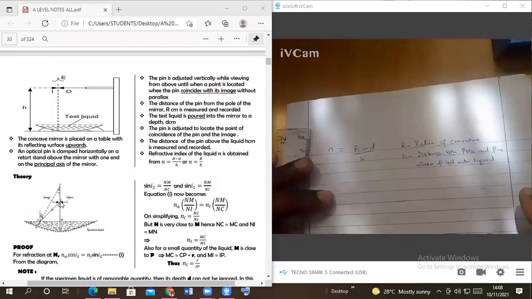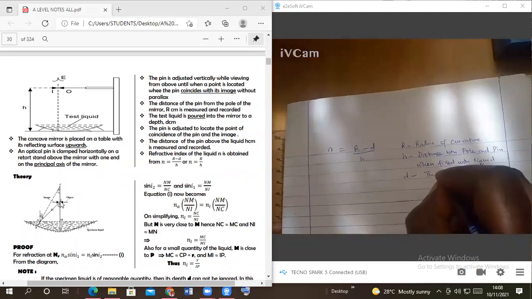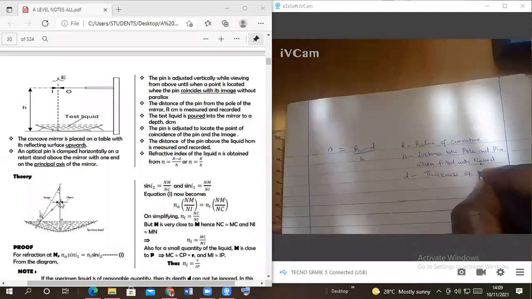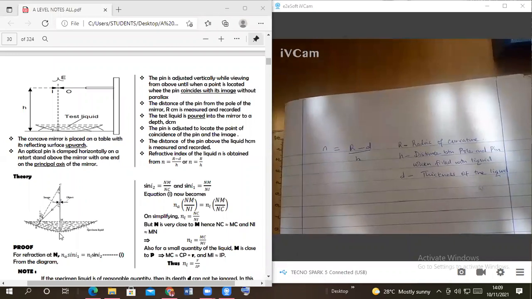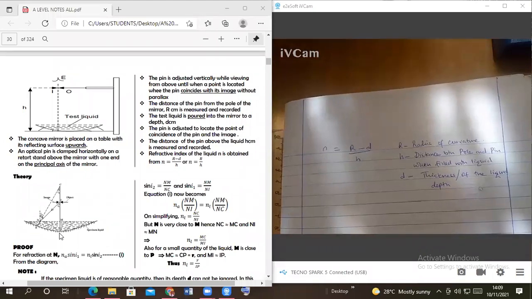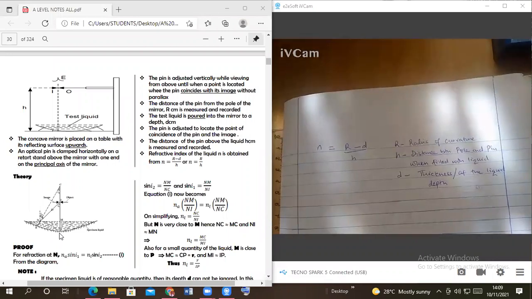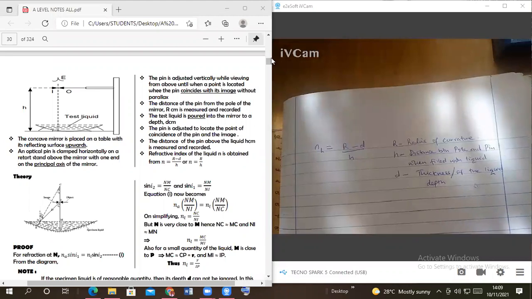So when there's a liquid that is filled, then we shall have the H, and then D, the distance D, is the thickness of that liquid. The distance D, this one, is the thickness of the liquid. So it is the depth of that liquid, the distance from here up to here, that's what we call the depth, or the thickness, or you can call it the depth of the liquid. So we use this formula if you want to find the refractive index of the liquid using the concave mirror. That's what we looked at last time.